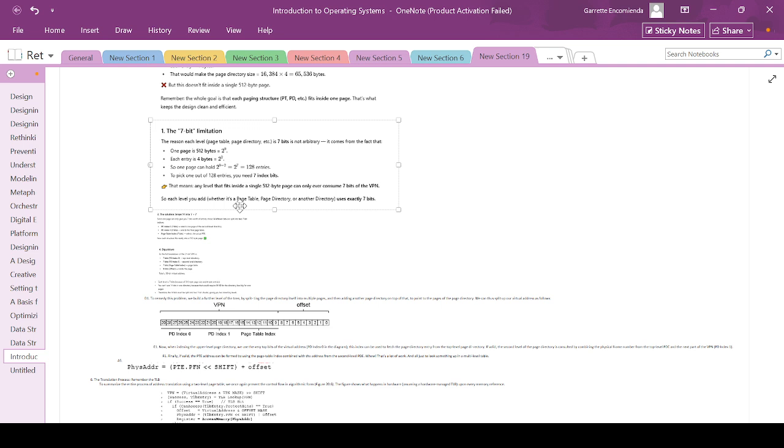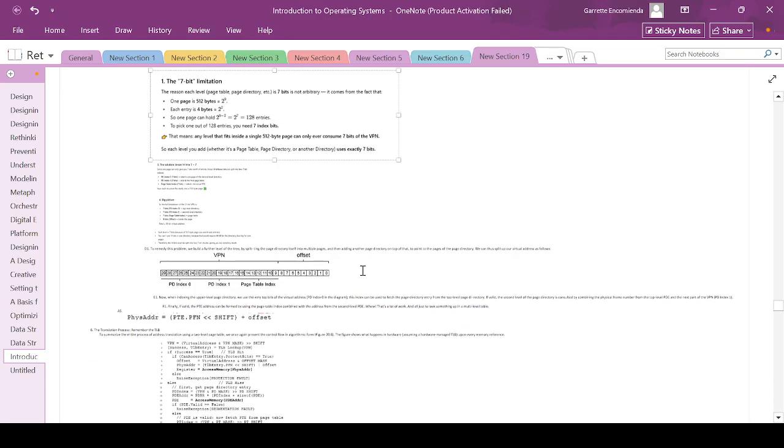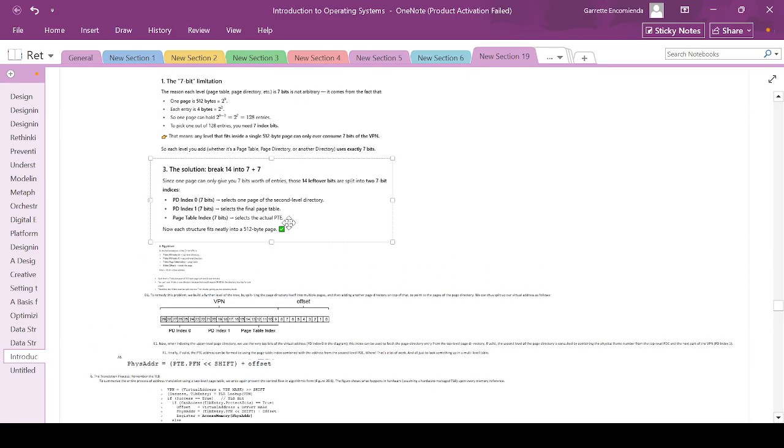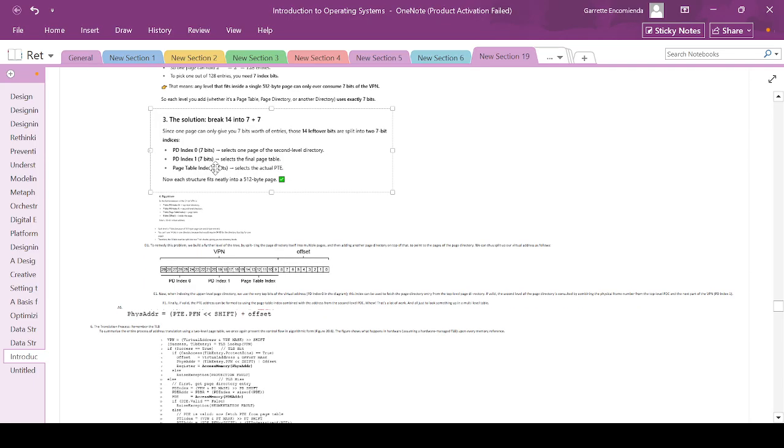So again, any level that fits inside a single 512 byte page can only ever consume 7 bits of that VPN. So that's what we get, this 7-bit limitation. Each level, whether it's a page table, page directory, or another directory, uses exactly 7 bits. The solution: break 14 into 7 plus 7.